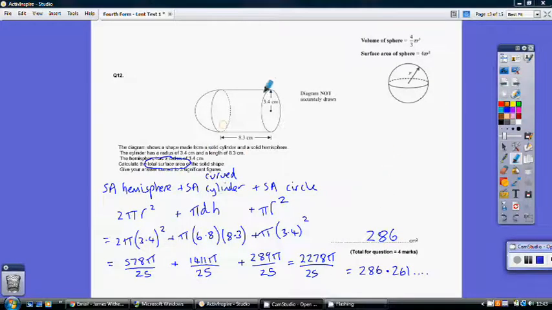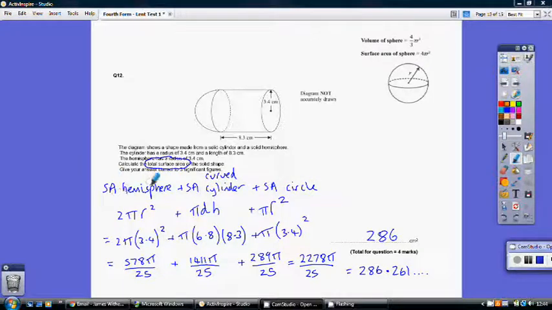Question 12. Again, far too many of you being sloppy and not reading through the information. The question asks you to calculate the total surface area. Lots of you decided to work out the volume. So read the question and circle or highlight, underline the key words. The surface area of this compound shape is going to be the surface area of the hemisphere, then the curved surface area of the cylindrical bit, and then of course the circle on the end. So be very clear in your mind that this has got 3 bits of surface area.